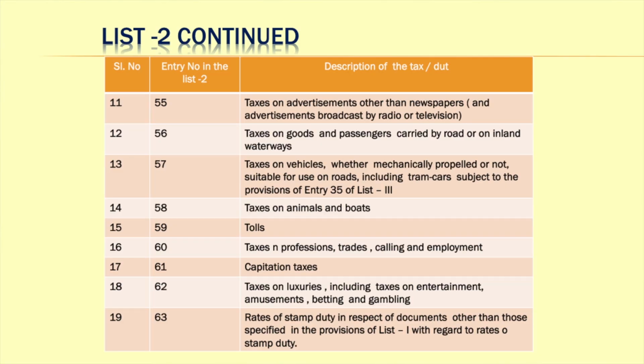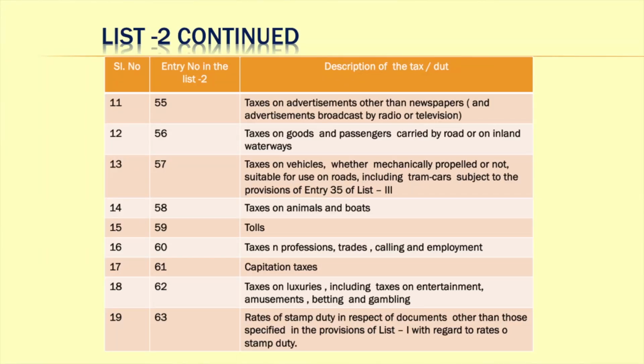Then 59, tolls. Tolls means wherever the toll gates are, all these basically come under entry 59. Then entry 60, which is taxes on professions, trades, callings and employments. This is a very important source of income for the state government, and this professional tax is now imposed on various professions. There are so many professions included in the ambit of this professional tax, that is under entry 60 of List 2.